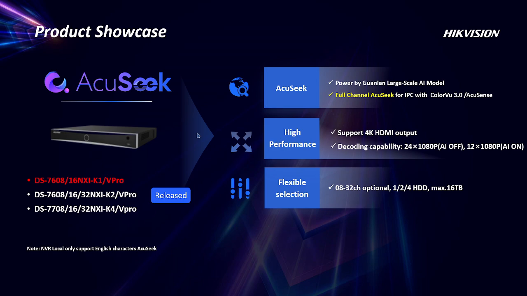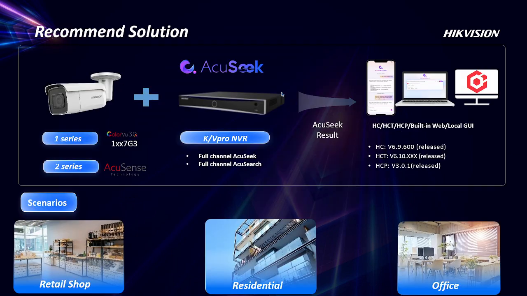So this can do AccuSeek for all channels because it is powered by the Guanlan large scale AI model. The combination is one series with G3 or two series with AccuSense. Then you can do AccuSeek search. Take note that you can use this to search on HIK Connect Team mode, which I introduced. We can do that on HIK Central Professional. We can also do that on the built-in web and the local graphic user interface of the NVR.